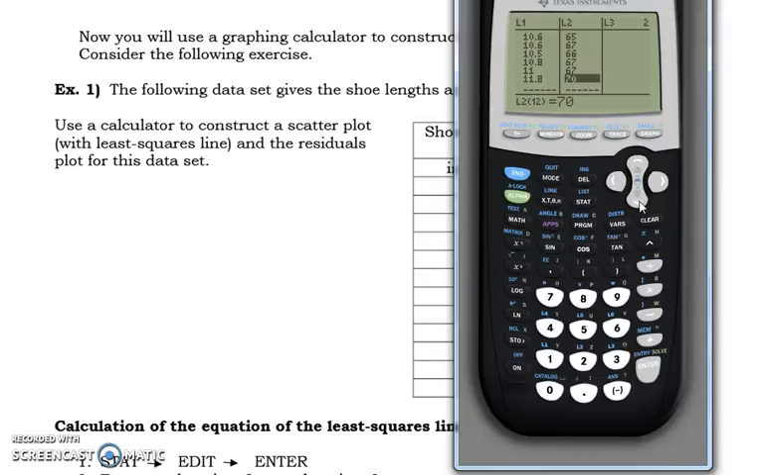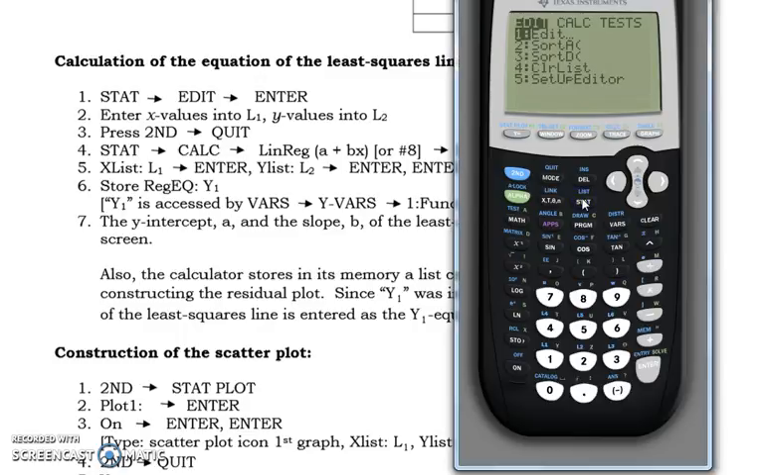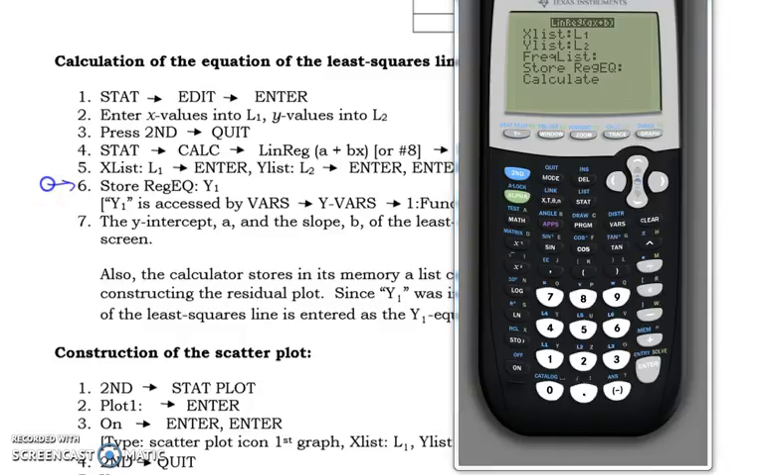So now we're going to find the equation of the least squares line, or the line of best fit. So I'm going to do stat, calc, and I'm going to do a linear regression. I could do the least squares line, it's the same thing. Press enter. Now my data is in list 1 and list 2. I don't have a frequency list, but this time I am going to store the regression equation. This is going to put the line of best fit into the calculator into the scatter plot. And your directions for storing the regression equation are right here.